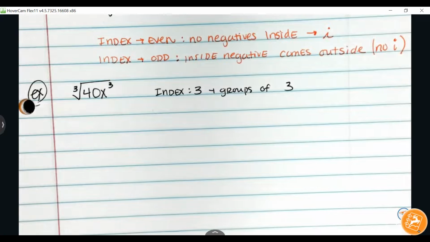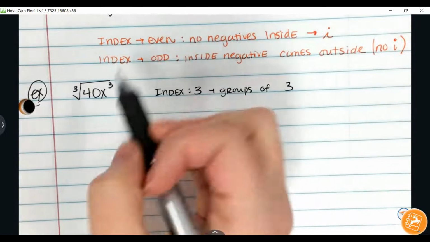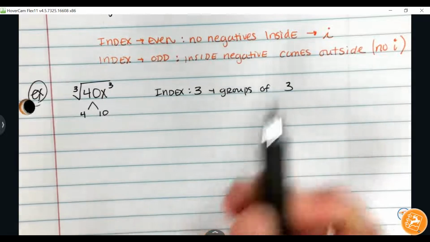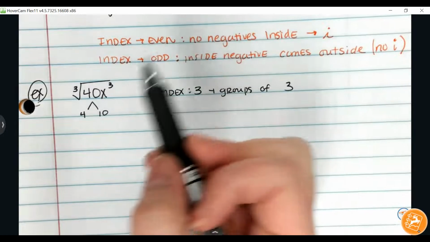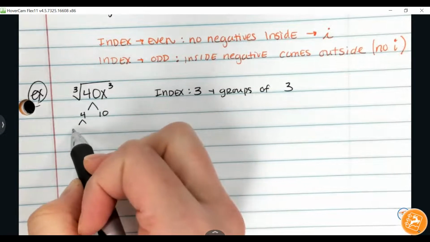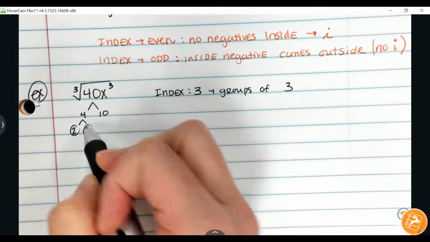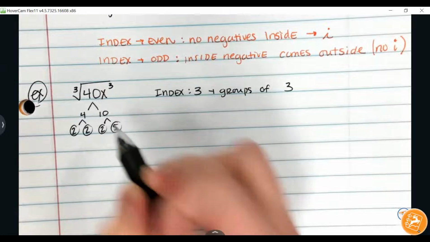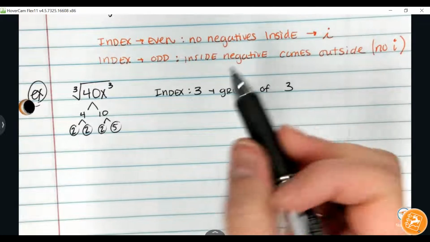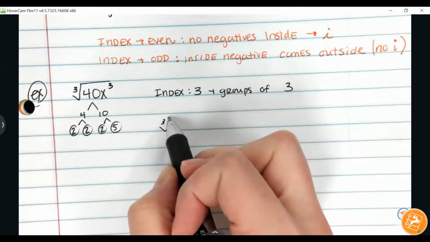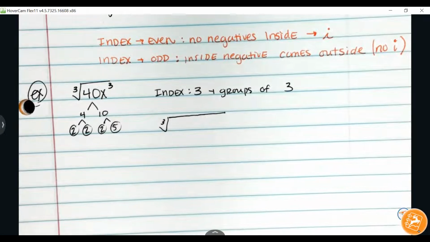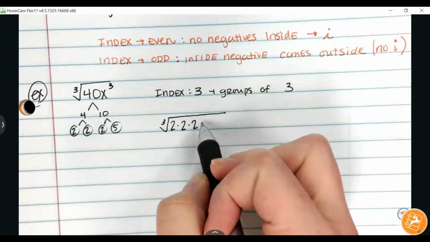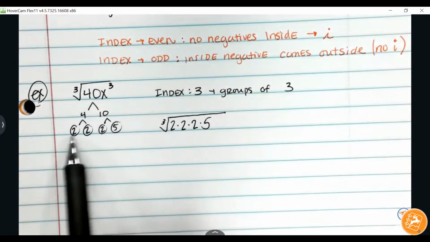So I want you to start breaking your 40 down, just like we did in the warm-up. So what can 40 break down into? 4 and 10, 2 and 20, any of those things, okay? What does 4 break down into? 2 and 2, and I'm going to circle them. And what does 10 break down into? 2 and 5. So when I go rewrite my cube root of all this stuff, inside's going to be 2 times 2 times 2 times 5, just what's circled.